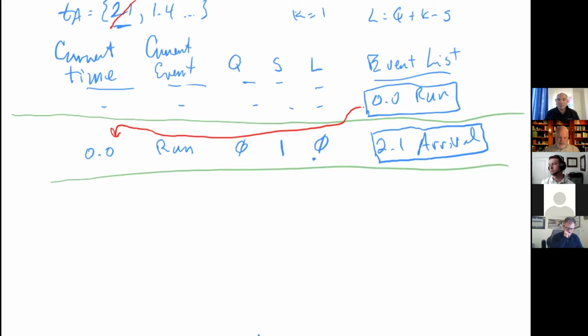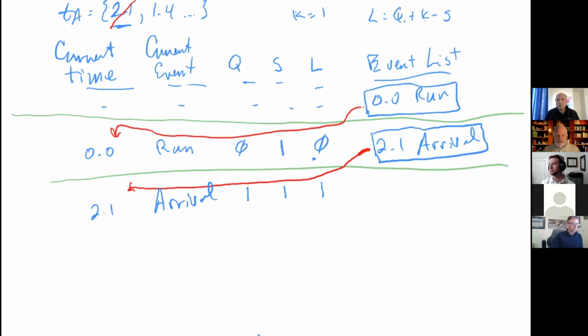All right, so now we move to the next iteration. What is the rule? We take the earliest scheduled event, that's 2.1. That's the arrival event. We perform the state transition. What is the state transition? It sets Q equal to Q plus 1 and does nothing else. So now Q is equal to 1, S is equal to 1, and L is 1 plus 1 minus 1, which is 1. And there's 1 in the system.